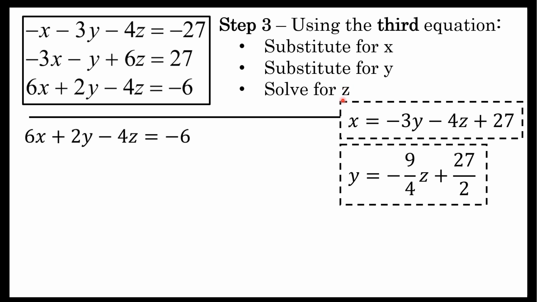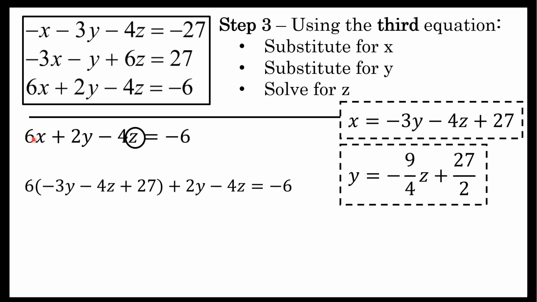After doing, like I said, somewhat of a lot of algebra. So again, we're going to take this third equation. Ignore the other two for now. Take the third equation, 6x plus 2y minus 4z equals -6. We're going to end this step by solving for z. But to do that, we sort of have to get rid of the x and the y. And the way that we'll do that is the substitutions, the namesake of this process.